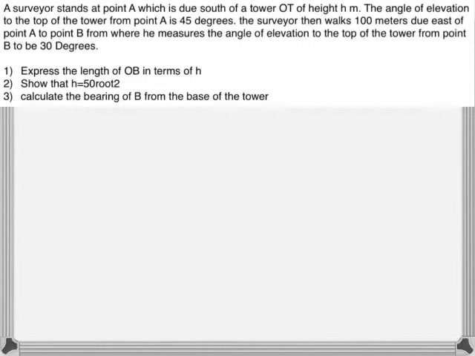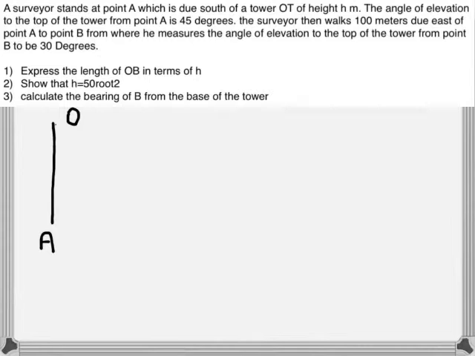So here we have our problem. A surveyor stands at point A, which is due south of the tower OT. So in other words, here we have the tower, O, and due south, we have point A. The angle of elevation to the top of the tower from point A is 45 degrees.